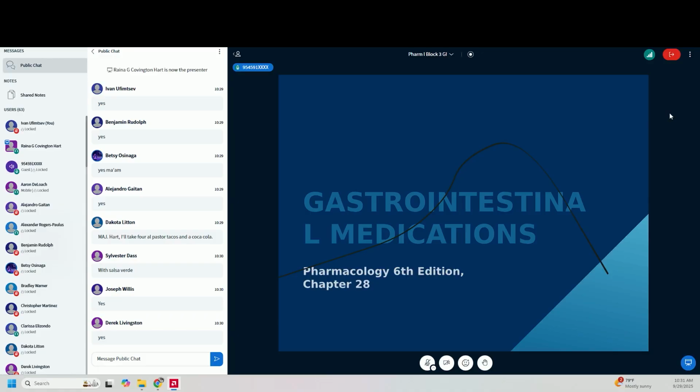So what we're looking at today is going to be our GI meds. These are medications that we're using for several different reasons. You're going to have lots of different patients who are going to come in needing some of these GI medications, so make sure that we are familiar with them. When we get to next semester and we start talking about pain, you're also going to hear about these medications as well.